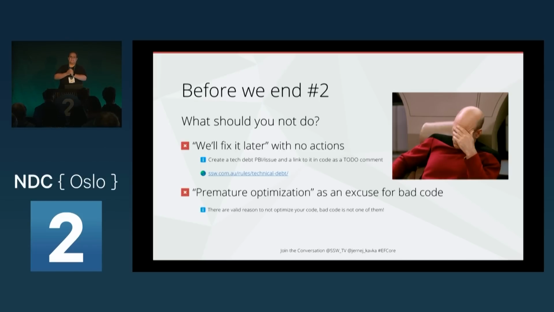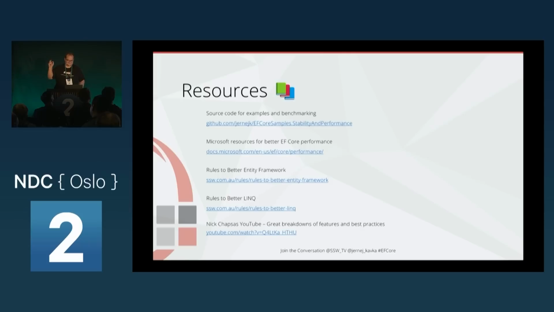And another thing, a lot of developers tell me, if I fix this, it's premature optimization. And I look at the code and it's like, mate, this is bad code. Don't use premature optimization as an excuse for bad code. In the worst case scenario, you create a technical debt, but you probably don't want to leave bad code in your code. So yeah, please don't use that as an excuse.